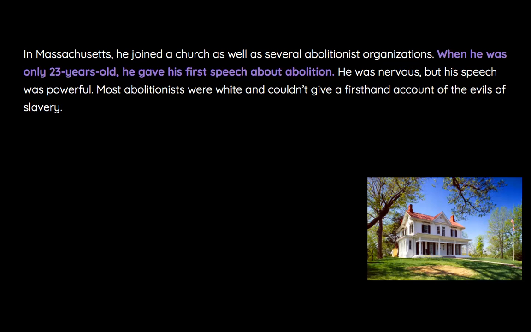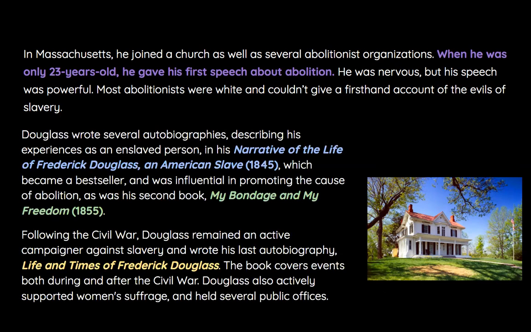Most abolitionists, or people fighting to end slavery, were white. And because they were white, they were not able to give a firsthand account of the evils of slavery. As we learned, Frederick Douglass was an enslaved person in the beginning of his life, so he could talk about it from a personal perspective. Throughout his adult life, he wrote several autobiographies describing his experiences as an enslaved person.